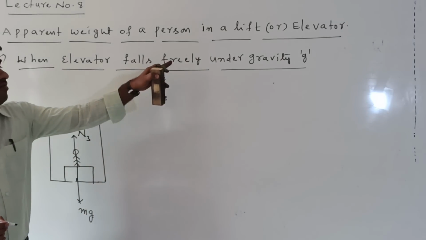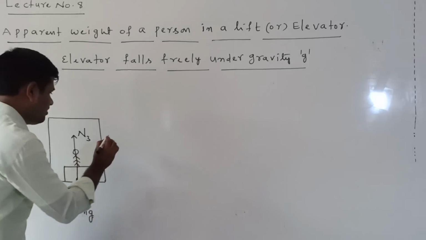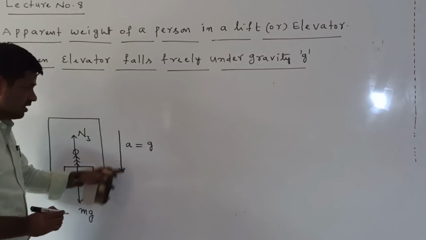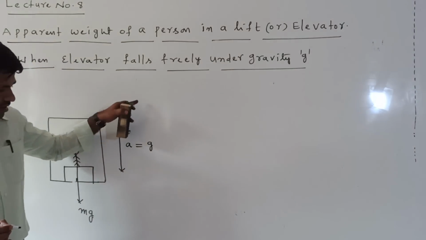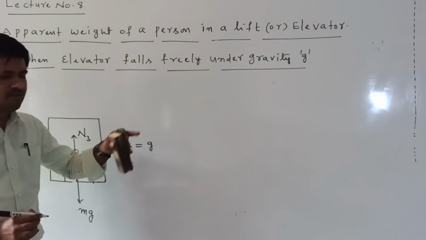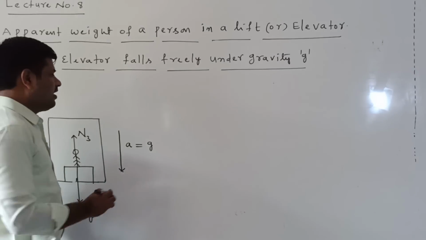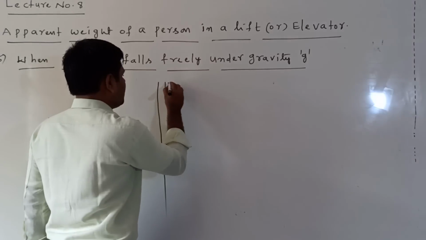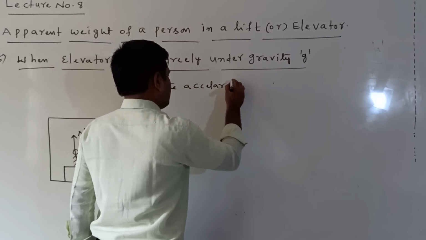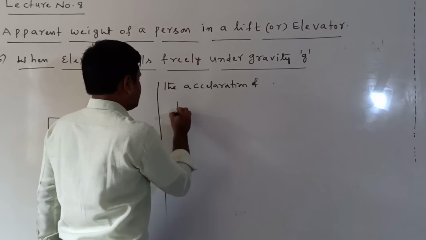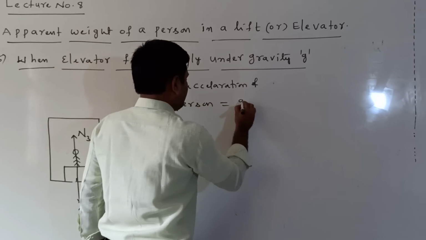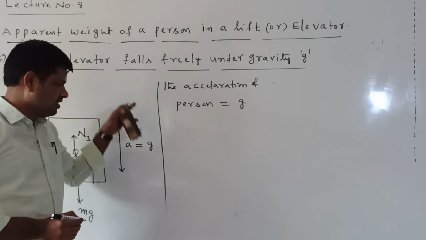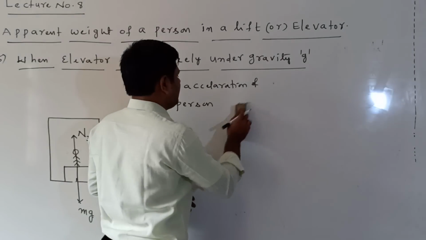But the elevator falls freely under gravity, which means it is freely falling. Freely falling means acceleration a equals g. It is falling towards the ground, and towards the ground the acceleration is taken as positive, a equals g. So when the elevator is freely falling, the acceleration of the person equals g. Why? Because the person is also freely falling.